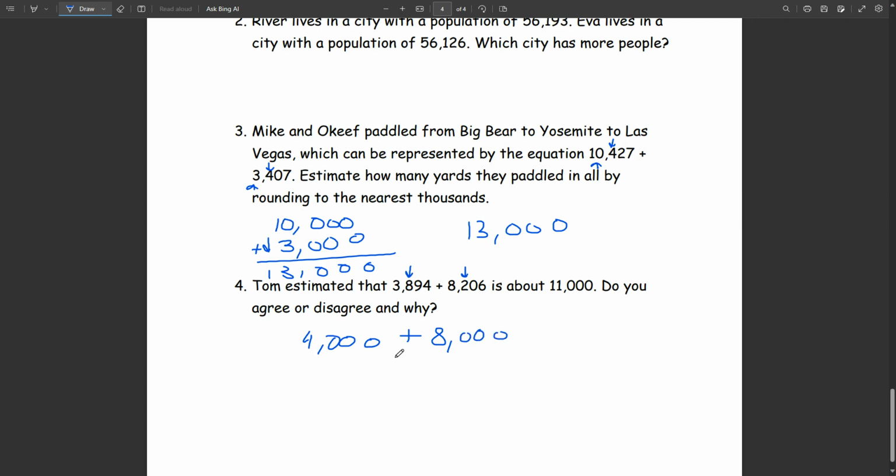Now if we do this vertically, you can write it out vertically like this. All these zeros add up to equal 0. 8 plus 4 equals 12. We get our answer equals 12,000. So we would disagree.